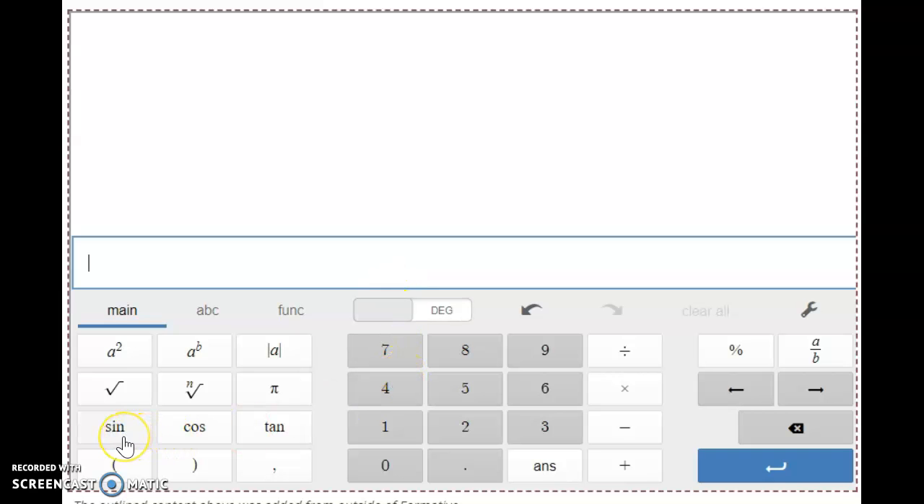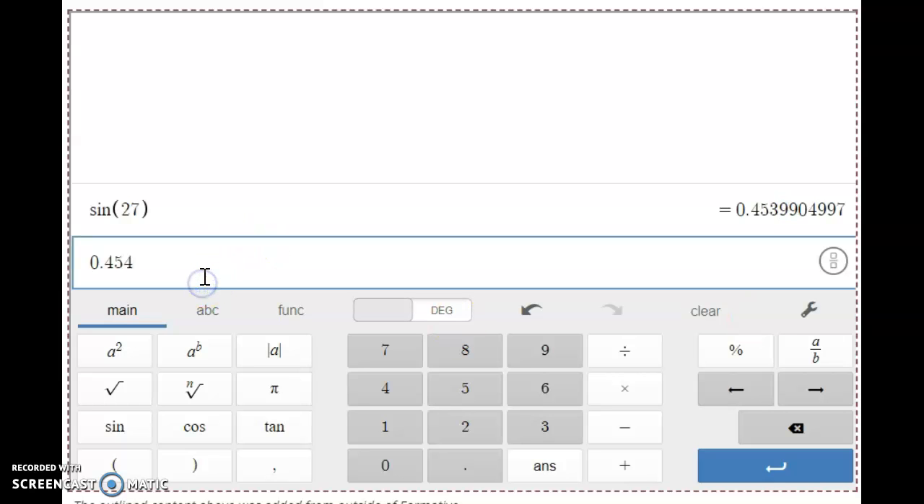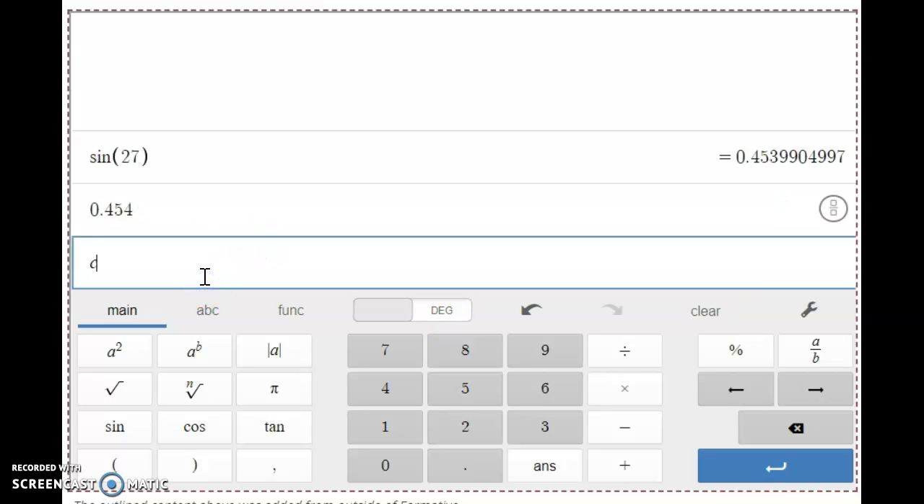Okay, so if I wanted to do this, all I have to do is use sine, cosine, and tangent. If I wanted to find the sine of 27 degrees, it says 0.45399. If I wanted to round that, I'd say 0.454. The reason why is the fourth digit, 9, rounds that 3 up. So sine of 27 is 0.454.